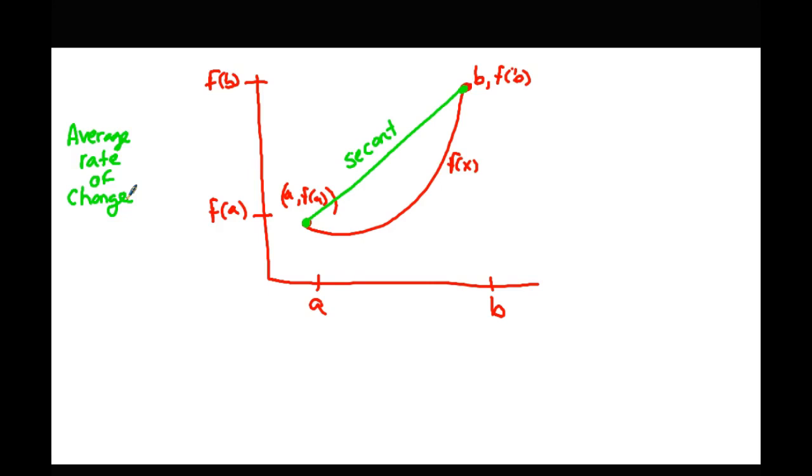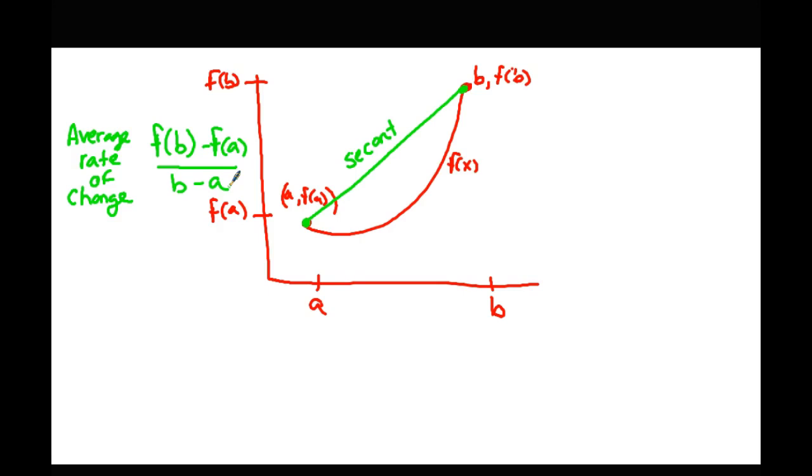So, the secant line gives you an average rate of change. This is a curved function, right? So the slope is constantly changing. So the secant line tells you the average velocity, the average rate of change. So now let's find the slope of that function. As you guys know, the average rate of change is y2 minus y1 over x2 minus x1. So that would be f of b minus f of a over b minus a. That's our average rate of change.